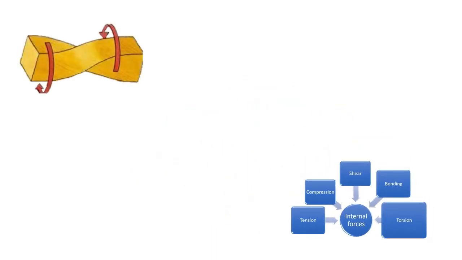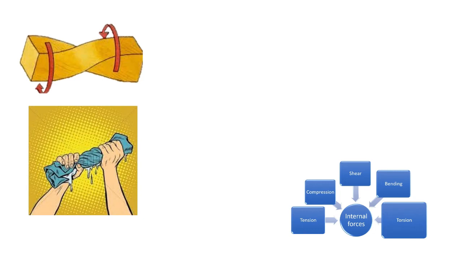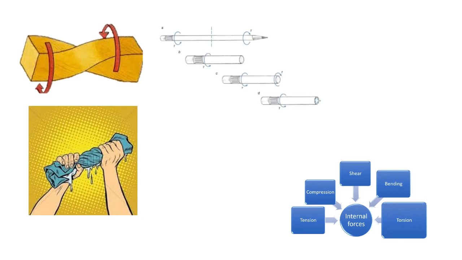Torsion. If two equal, parallel, and opposite forces are applied perpendicular to the long axis of a structure, they constitute torsional loading. Like a sponge is turned in two different directions as shown in the picture, or like you wring clothes after washing them. For another example, take a pencil and twist it in one direction with your right hand and in the opposite direction with your left hand. What happens is you're inducing torsional loading on the pencil.